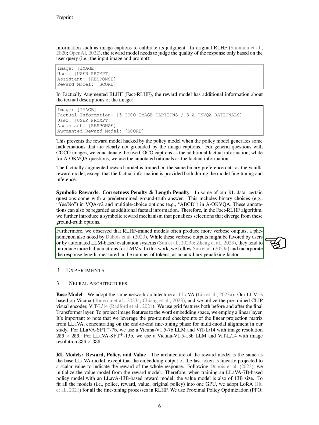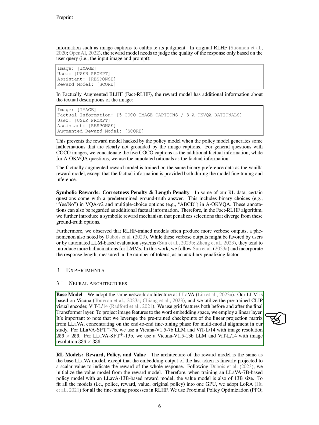We've also noticed that models trained with RLHF often give longer answers. While these detailed answers might be preferred by users or automated language model-based evaluation systems, they can lead to more hallucinations for language and multimodal models, LMMs. To address this, we've added a penalty based on the length of the response, measured in the number of tokens.